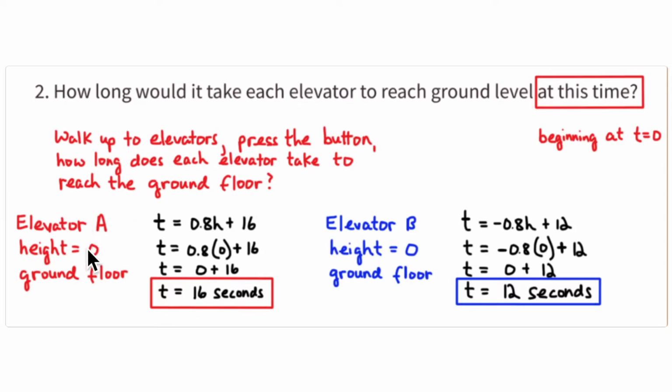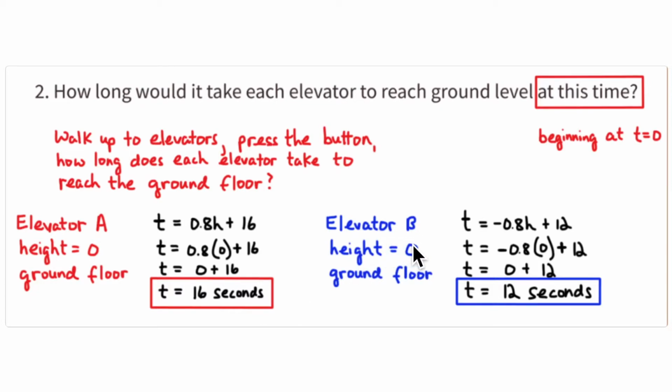So for elevator A, how long does it take to get to height 0? So height is 0. The time that it takes, you have to add these 16 seconds here. And we'll get to that. There's a little drawing I'm going to show you soon, and we'll get to what that 16 seconds means. But you're traveling at 0.8 of a second per meter for 0 meters. So how long does that take? Well, that takes 0 time. You haven't gone anywhere. It takes 0 time. Then you have to add these 16 seconds. So the total amount of time it takes for elevator A to reach the ground floor is that 16 seconds.